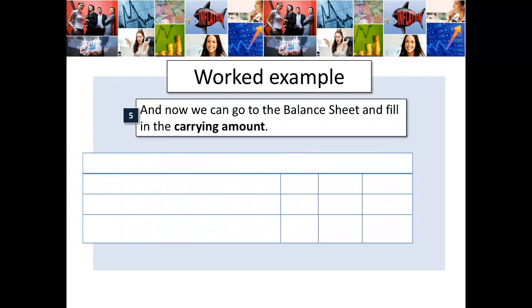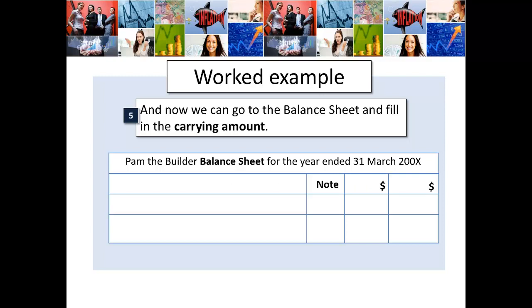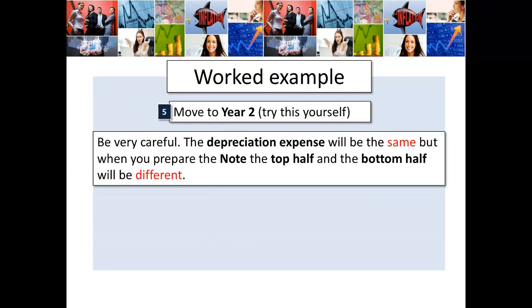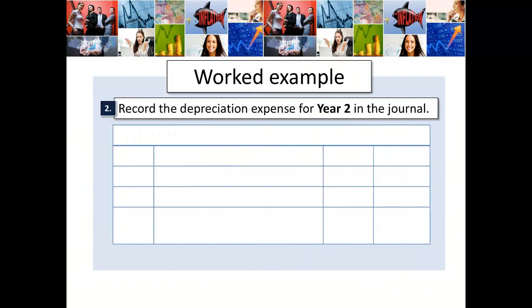So now we're going to go to the balance sheet and fill in the carrying amount. Non-current assets, property, plant and equipment, 31,000 with our note. Now we're going to go to year 2. Try this yourself. The depreciation expense is going to be the same, but when you prepare the note, the top half and the bottom half are going to be different. Let's have a look.